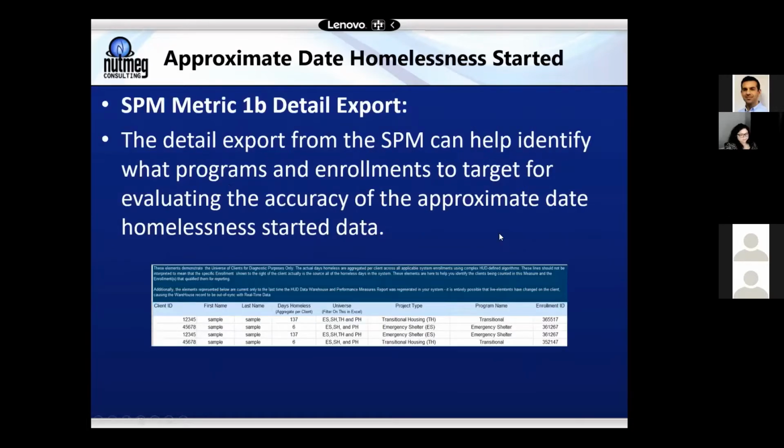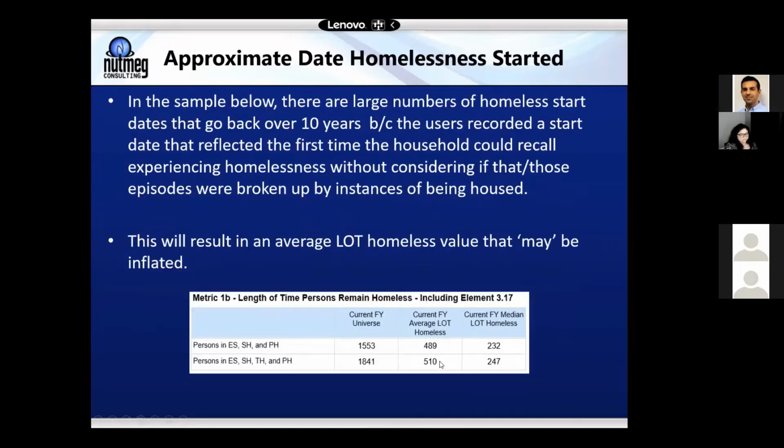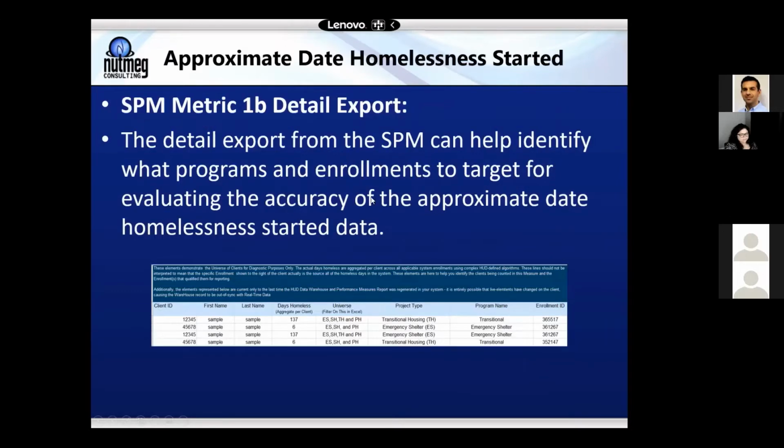Okay. So again, the Metric 1B detail report is here. That's what feeds this number, and your community sees this detail. You can see in the days homeless column, you have 137, 6 days, 137, and so on. You can filter this report to see the larger numbers. There'll be cases where you have clients with over 1,000 days homeless or 5,000 days homeless, and those are the numbers contributing to those large average lengths of time homeless.